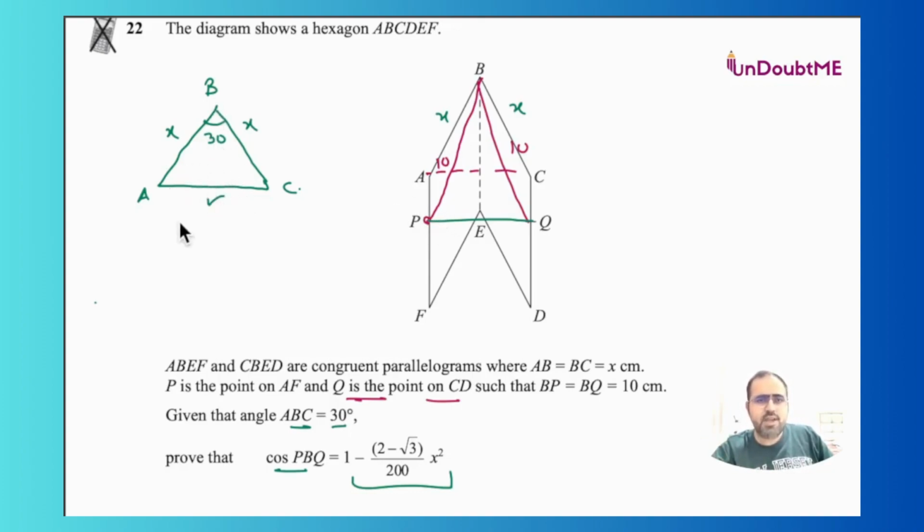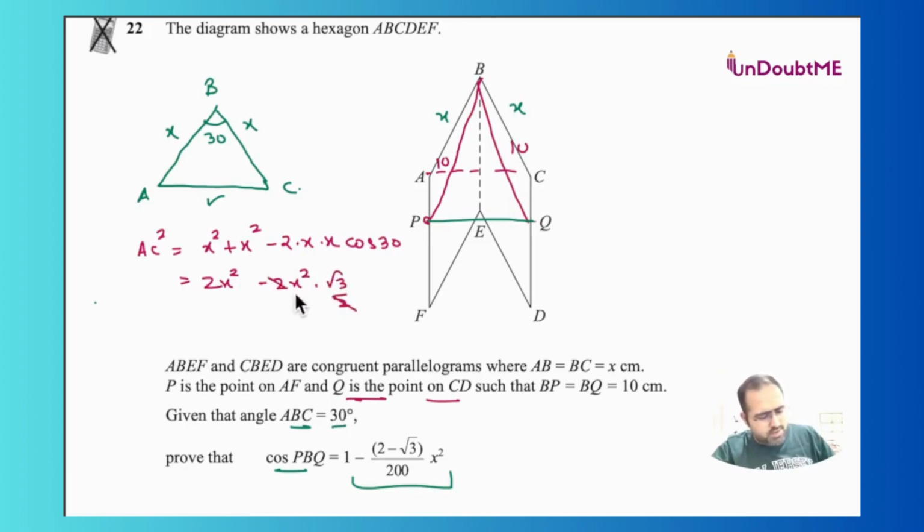Now for finding AC, we can use cosine rule. As per that, AC square is equal to x square plus x square minus 2xx cos 30. That is 2x square minus 2x square cos 30, where cos 30 is root 3 by 2. So finally, it will be 2 minus root 3 times x square is equal to AC square. Right now, I will not be doing anything to this because maybe in our next step, we have to use PQ square. So AC square will be same as PQ square. That is the only thing you should know. And let us move forward from here.